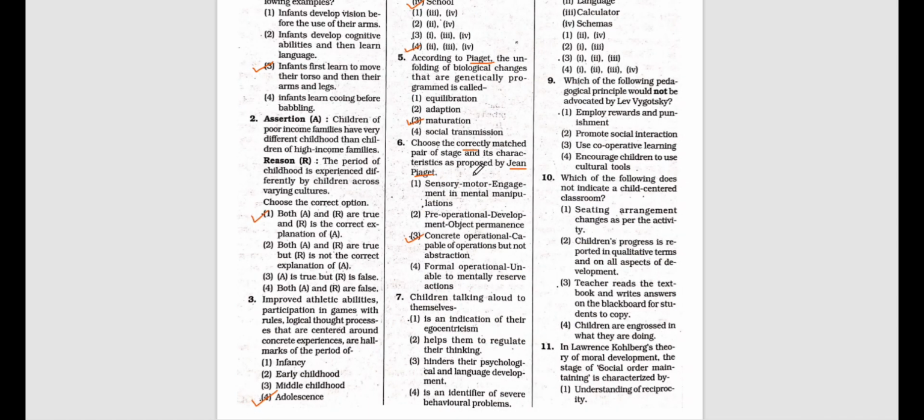Well, so now we have question number 7. Children talking aloud to themselves is an indication of their egocentrism, helps them to regulate their thinking, hinders their psychological and language development, is an identifier of severe behavioral problems. So please answer it. Pause the video. So the correct answer here is option number A.